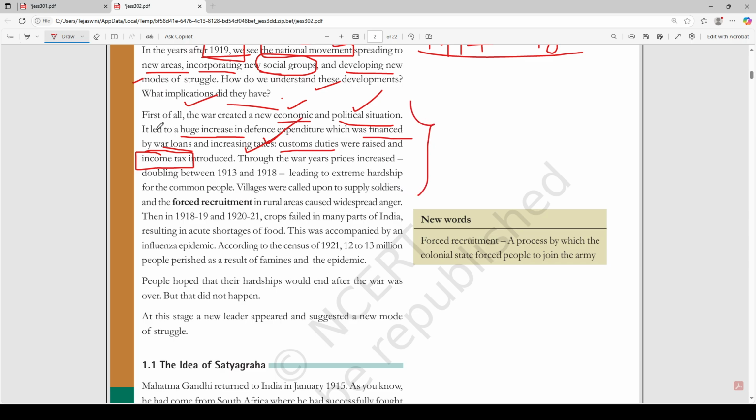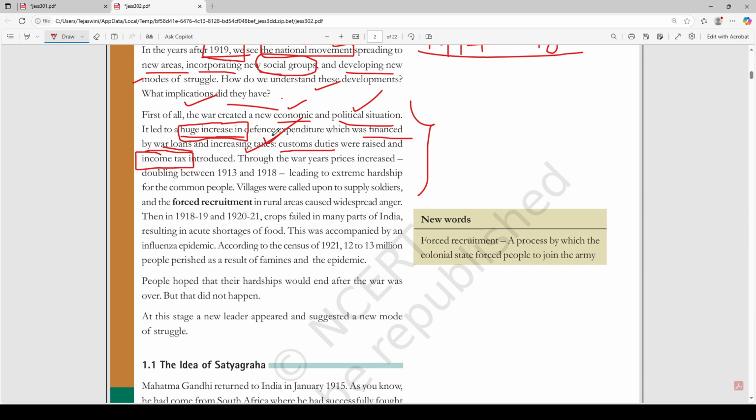It means in the war they need huge amounts for defense, for the armed forces. They have to purchase many machineries to fight in the world war. And these expenditures they took as a loan. India, with the British ruling by that time, they had taken loans from other countries.